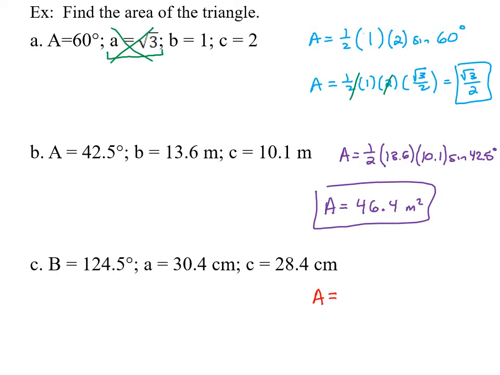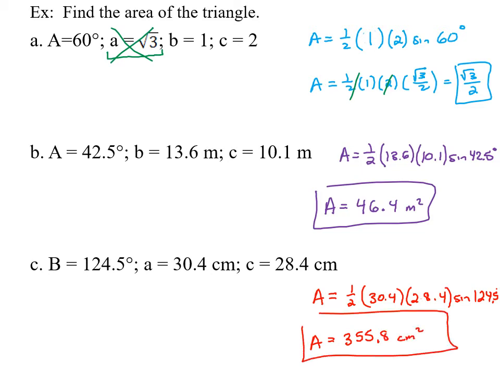And it doesn't matter that the labels swap up. It's still going to be area equals 1/2 times each side, 30.4, times 28.4, times sine of 124.5. And we go back to the calculator and type in 0.5 times 30.4 times 28.4, times the sine of 124.5. And that's going to give me an area of about 355.8. This is in centimeters, so we'll end up with square centimeters. So just be careful on how you type it in. It's a lot of just typing in the calculator.